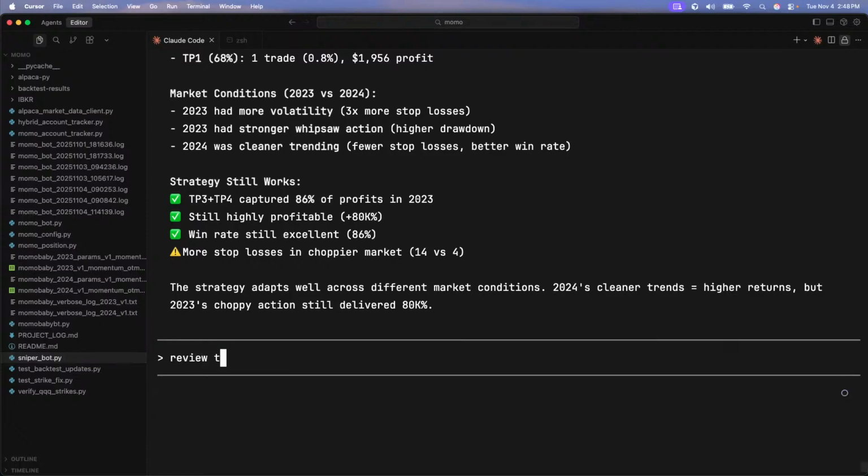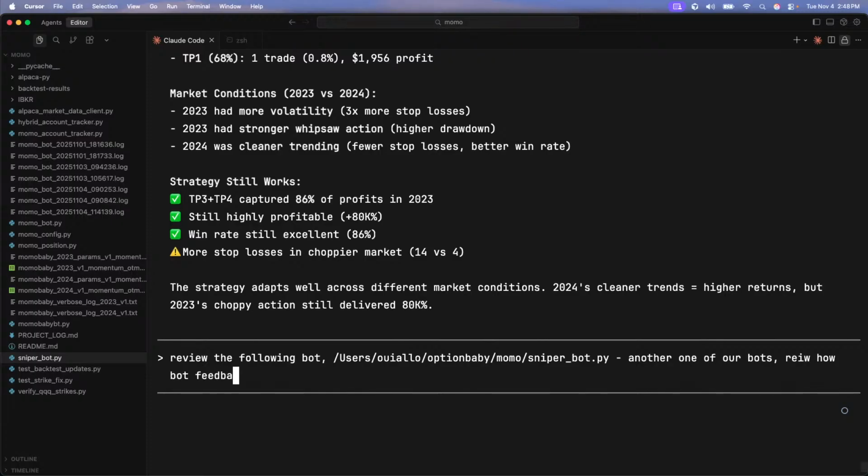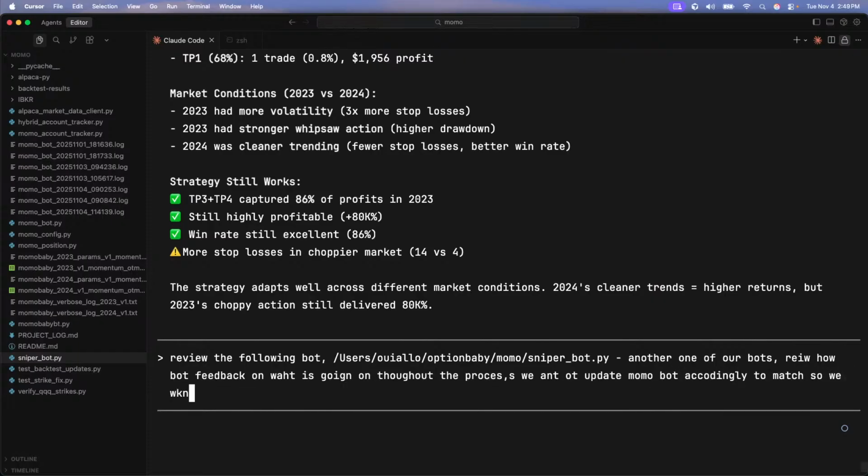All right, review the following bot, another one of our bots. Review the bot's feedback on what is going on throughout the process. We want to update Momo bot accordingly to match so we know what is going on. First, advise what is the difference and how we should update.